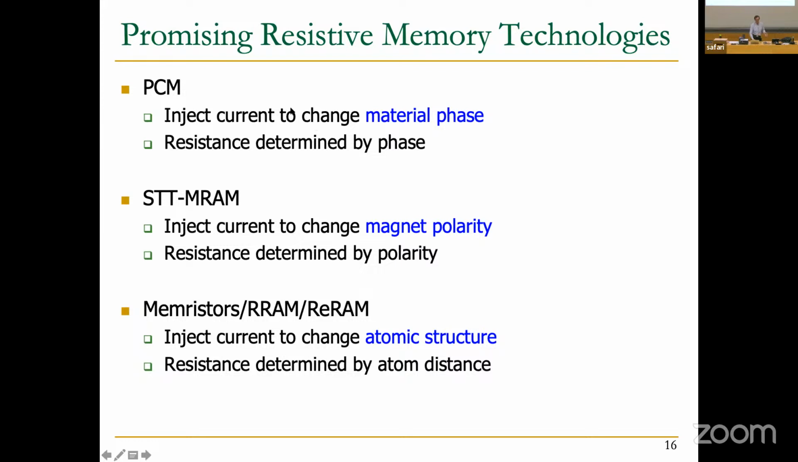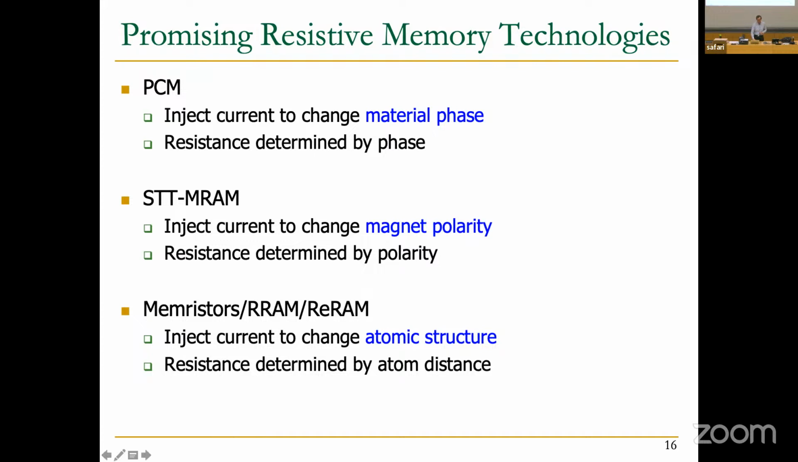We discussed phase change memory. You inject current to change some phase of a material, and resistance is really determined by phase. That's how you store data. In magnetic memory, you inject current to change the polarity of a magnet. So essentially, this is magnetic. You've learned about magnetism probably. And resistance is determined by the polarity of the magnet. So you compare the polarity of the magnet to a reference magnet, and whether you store a 1 or 0 depends on whether the polarity is essentially the same or opposite of the reference magnet.